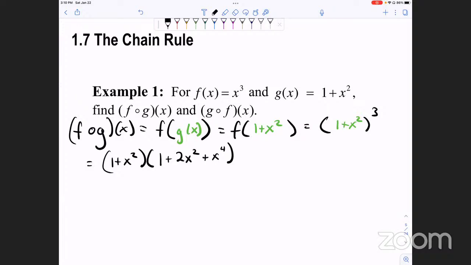Then we need to distribute this binomial over the trinomial. First you have a copy of everything because of the 1, so 1 plus 2x squared plus x to the 4. And now if we distribute the x squared, it's going to be plus x squared, plus 2x to the 4, plus x to the 6. Combining like terms, 1 is by itself, we're going to get 3x squared, 3x to the 4.